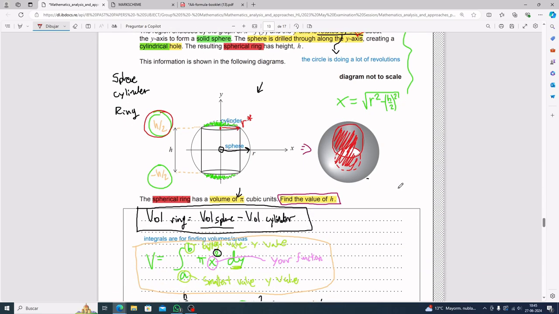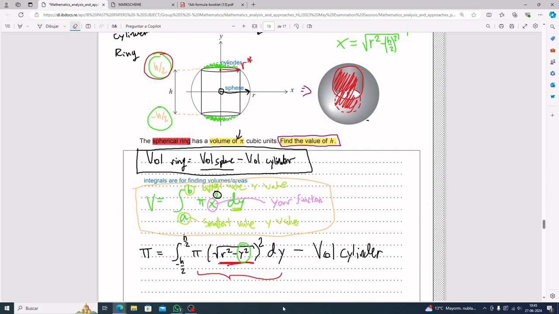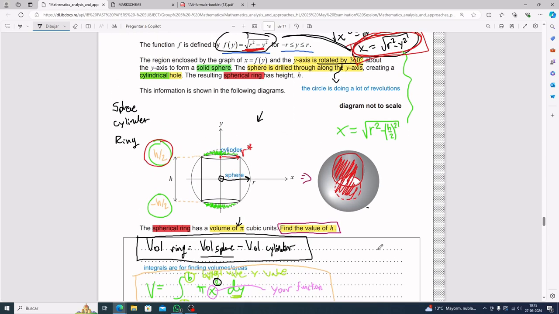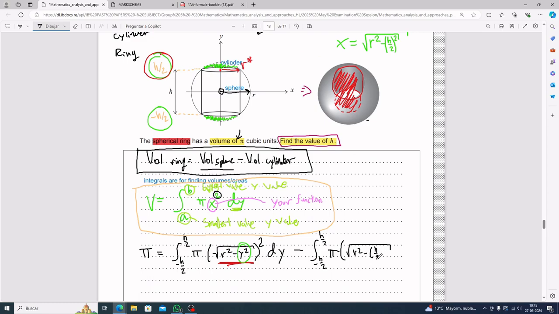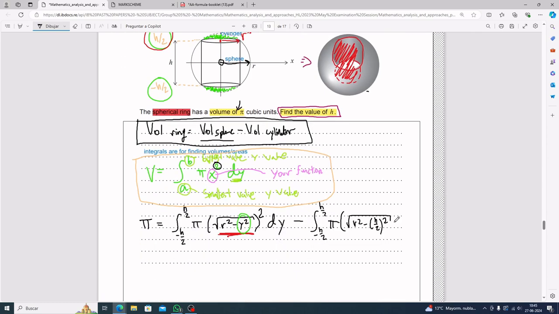Once you establish that, now you can plug that in for the volume of a cylinder, which is going to look something like this. It's going to be the integral from negative h divided by 2 to h divided by 2 of pi times the square root of r squared minus h divided by 2 squared, and this whole thing squared because we have our function squared, with respect to dy.